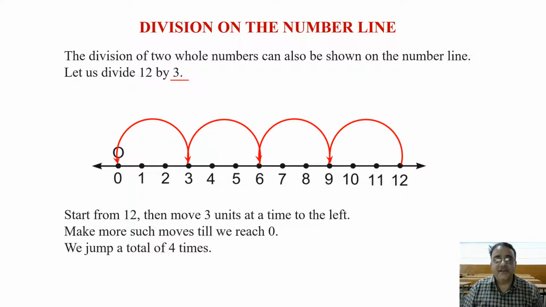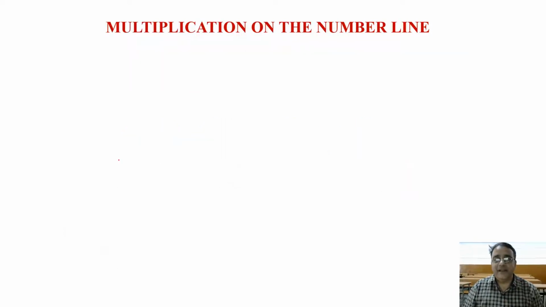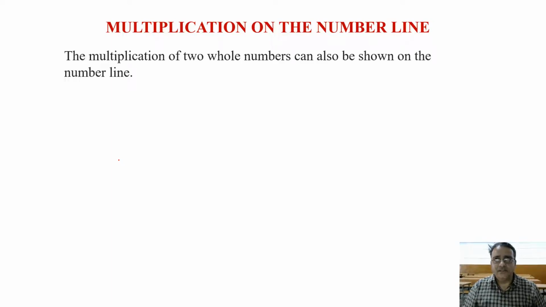So that means 12 divided by 3 is 4. So in this way we have to use the number line for division. Now we'll see multiplication. Just now I told you that multiplication is nothing but repeated addition. Okay, so I will explain with the help of one example. Suppose 3 into 2 we are going to do.